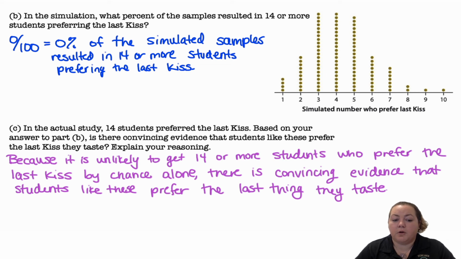Based on the answer to part B, is there convincing evidence that the students like these prefer the last kiss they taste? Explain your reasoning. So, because it is unlikely to get 14 or more students who prefer the last kiss by chance alone, there is convincing evidence that students like these prefer the last thing they taste.